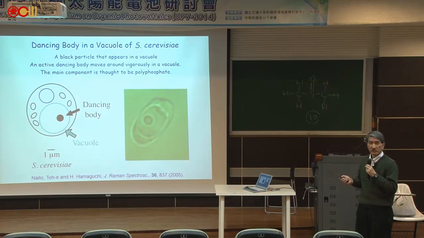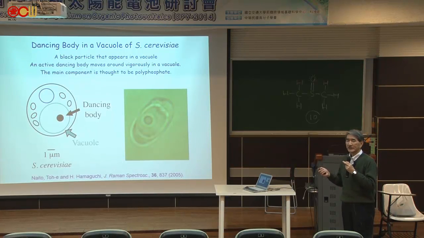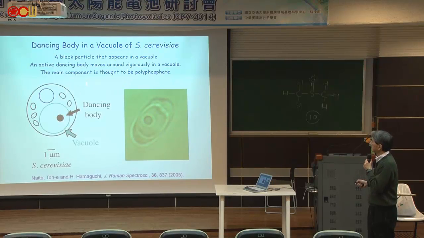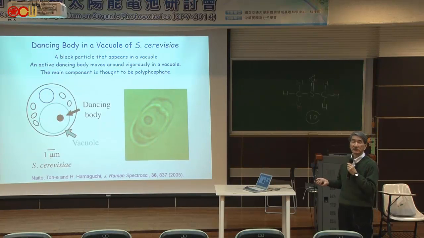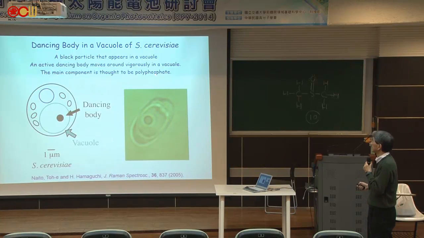You know, vacuole? Vacuole is an organelle in a cell in which many unusable molecules are stored. And it's a big one. This is the vacuole, and a black body appears in the vacuole. It's called the dancing body because it moves, dancing around in the vacuole. And we know by Raman spectroscopy that the main component is polyphosphate.